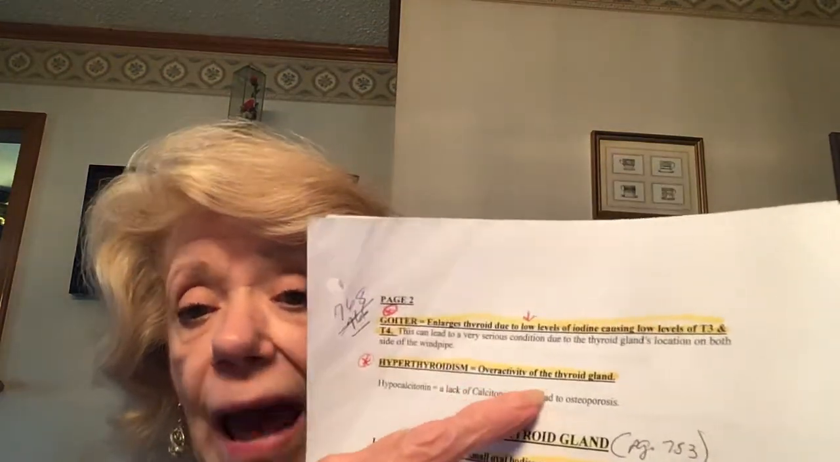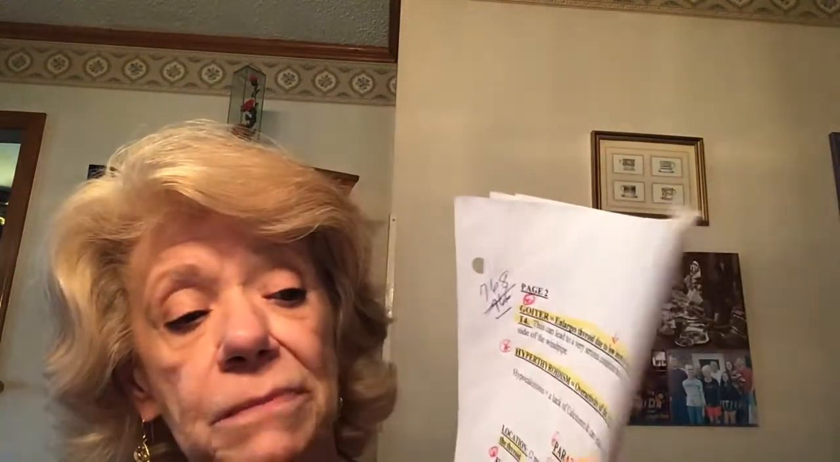Hyperthyroidism is overactivity of the thyroid gland. Hyper, you think of it, remember a kid on sugar. They're hyper, excess, okay? Hypocalcitonin is a lack of calcium that can lead to osteoporosis.